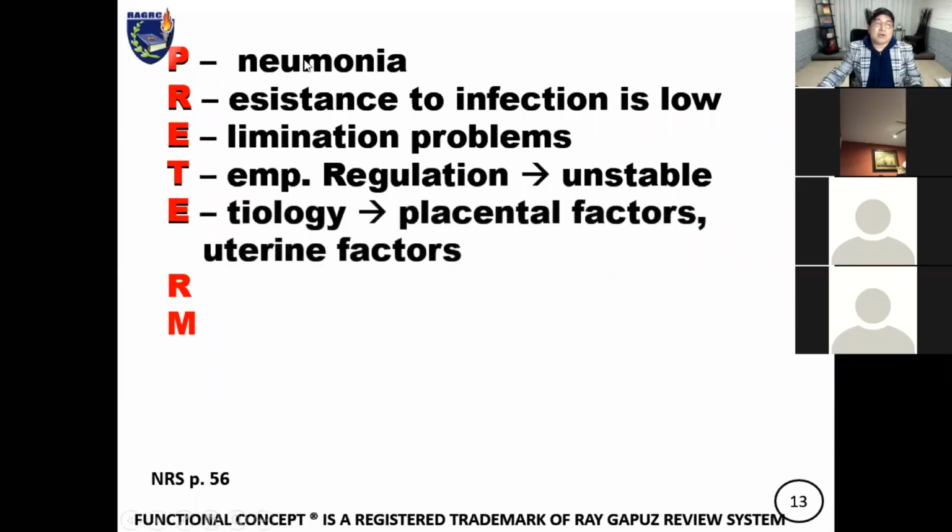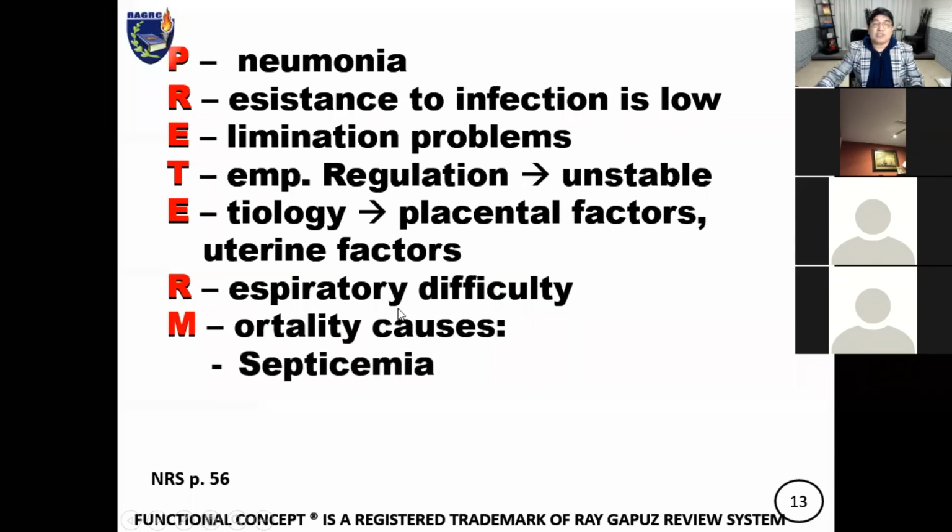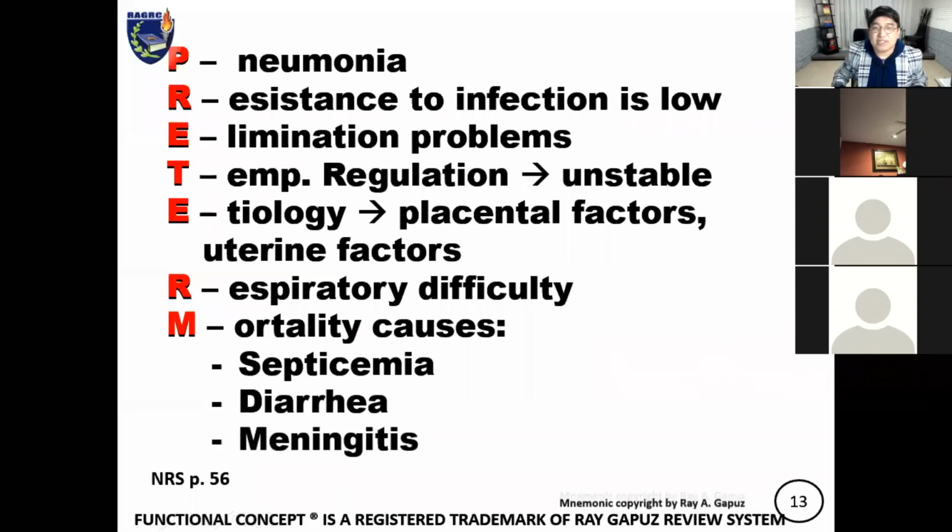And what could be a cause of preterm birth? It could be related to placental factors or uterine factors, like for example, unexpected premature rupture of membranes. And then R, respiratory difficulty. And then finally, the more common causes of mortality: septicemia, diarrhea, and of course, meningitis.